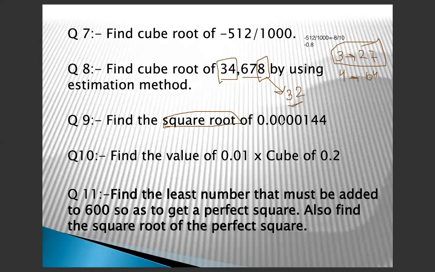Now you have to find the cube root of 0.0000144. So first of all, what we're going to do is take 144. And how many zeros are there? 1, 2, 3, 4, 5, 6, 7. Here we have 7 zeros.